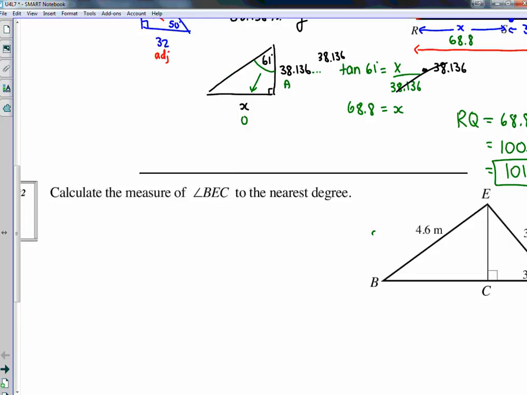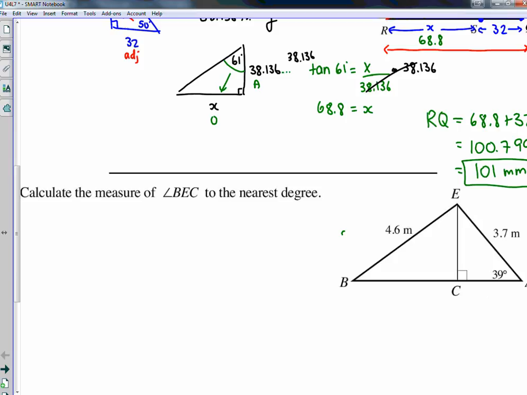We need to go through this one. I feel like this is almost identical. Well, we can do this one. Okay, we're only doing 3 questions today. Okay, this one's fine. Find BEC.